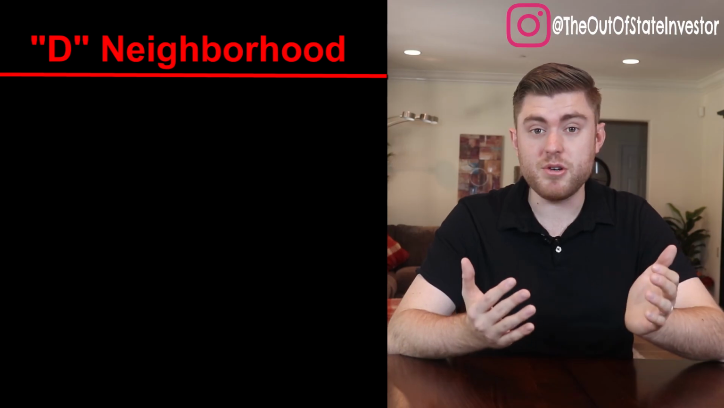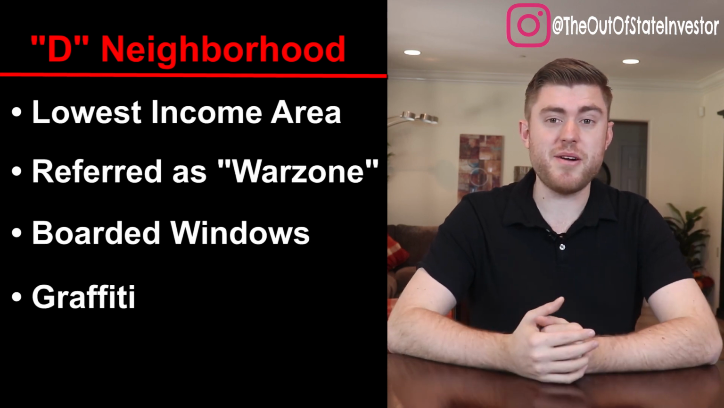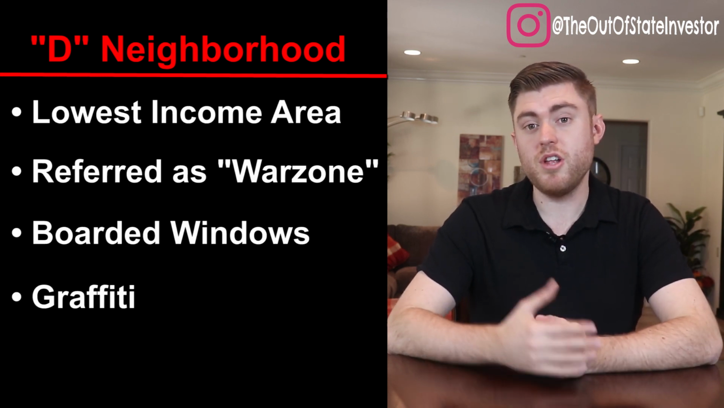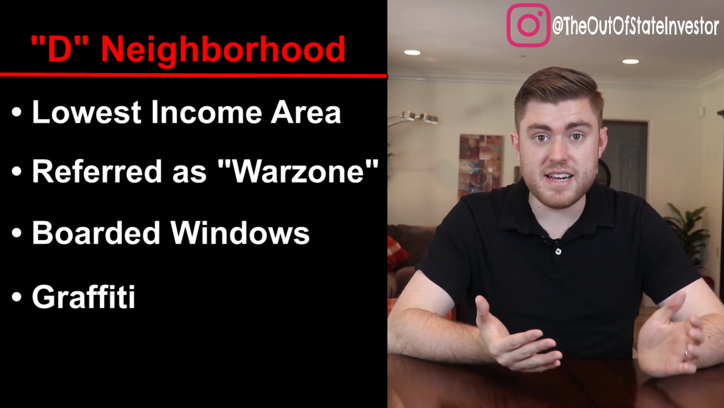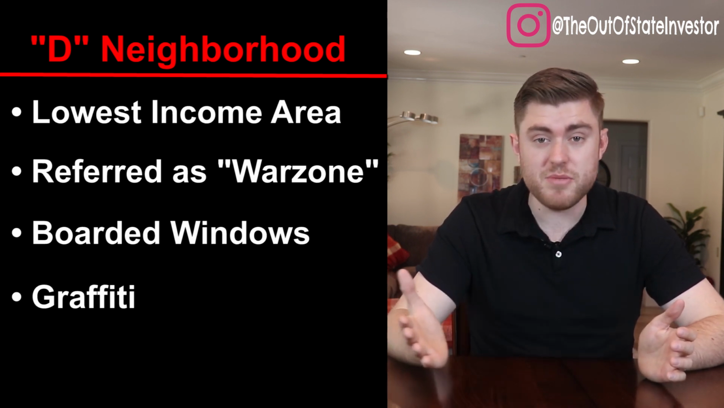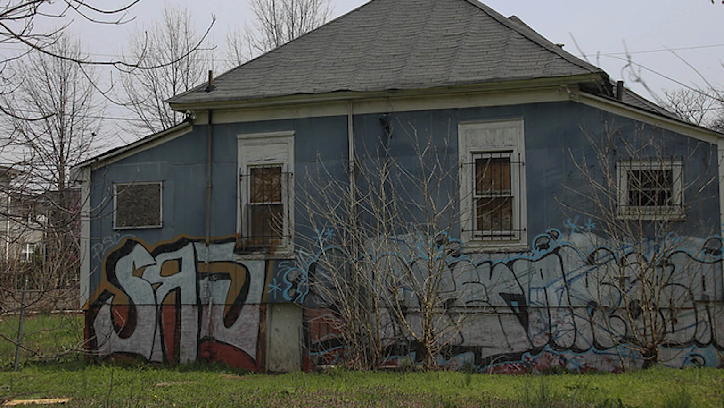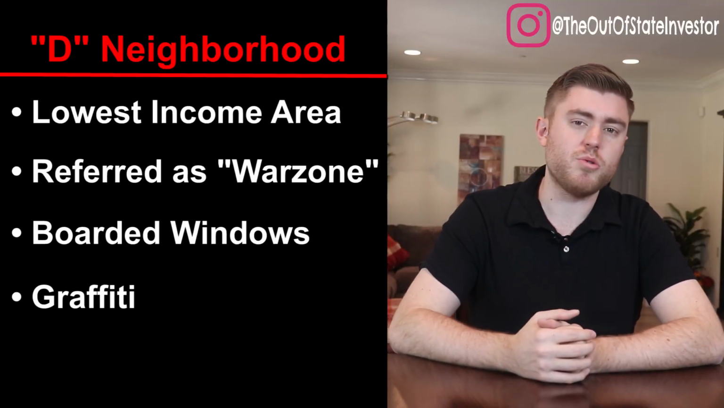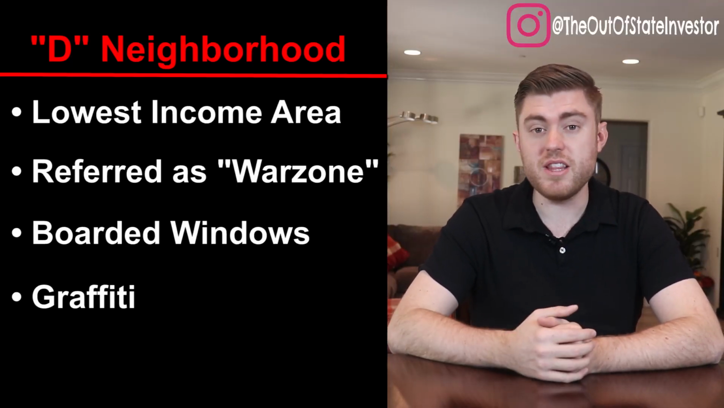Finally, a D neighborhood is the lowest income area and will many times be what we call a war zone. In these areas, you can count on seeing lots of boarded up windows, graffiti, and it's generally an area you wouldn't feel comfortable driving or walking through, even in the middle of the day.